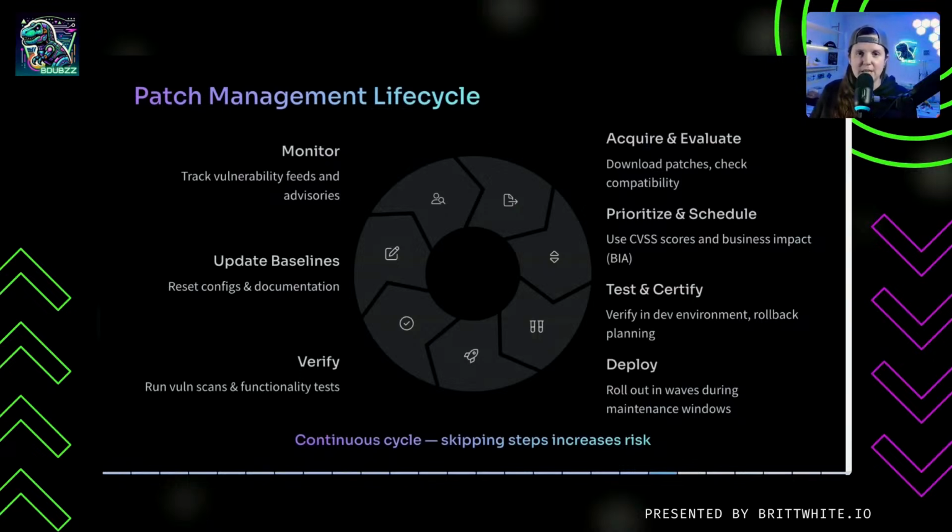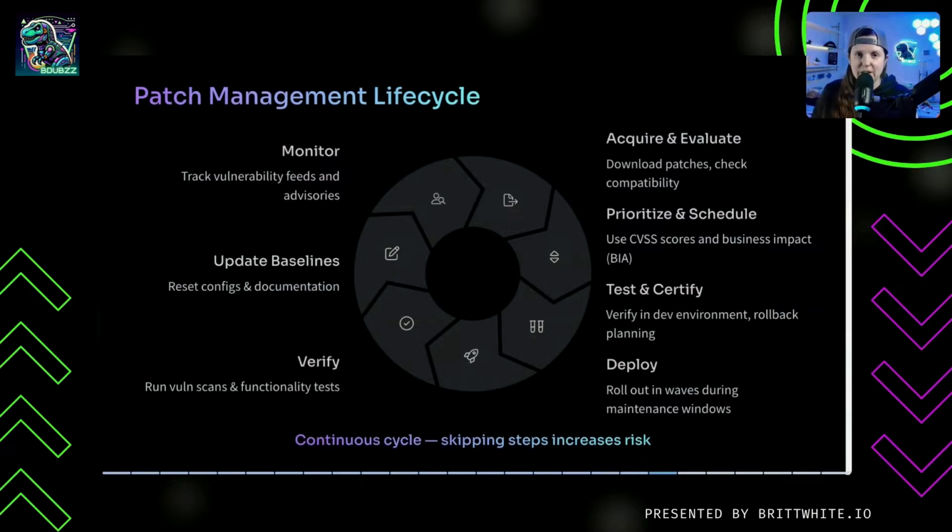Next is prioritization and scheduling. CVSS scores become your best friend here. These scores, combined with your Business Impact Assessment, or BIA, help you decide what needs to be fixed first. Then you can map out a smart deployment timeline. Testing and certification is so important. If you skip this step, you really might regret it.